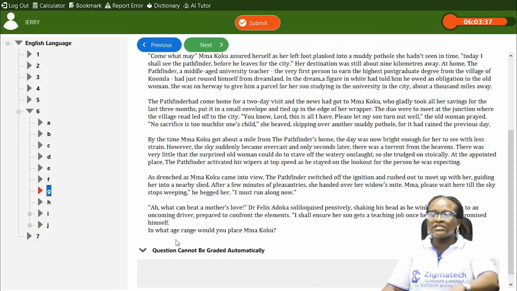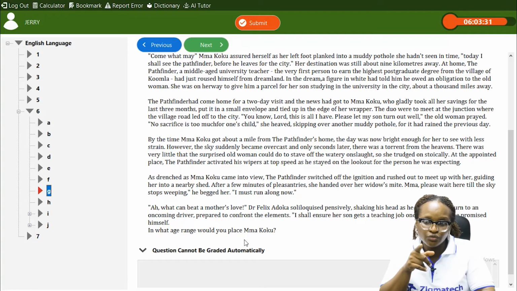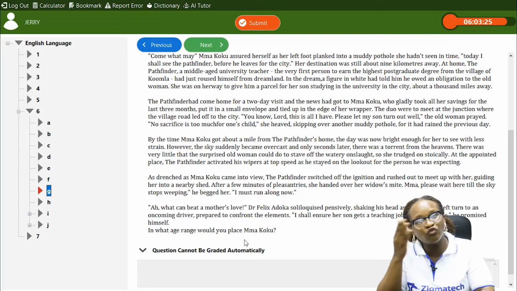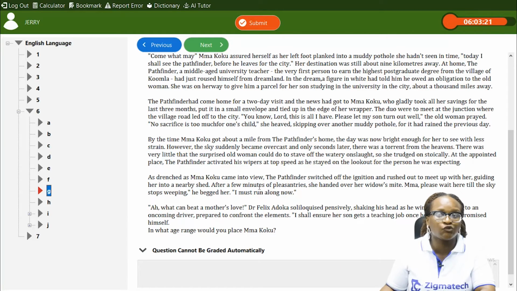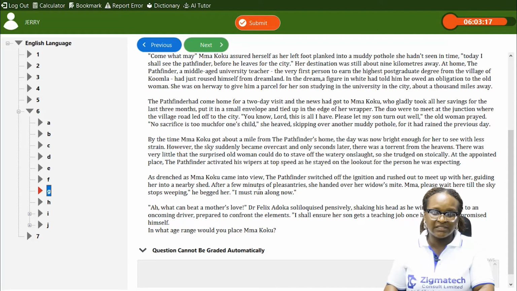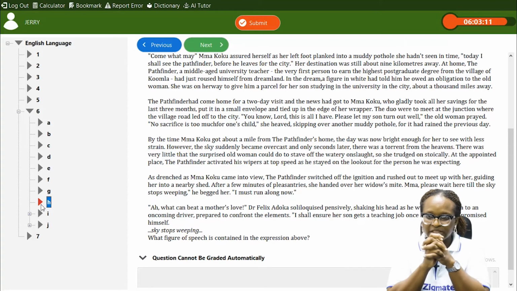And it says, in what age range would you place Mmakoko? I will place Mmakoko, would you? So Mmakoko would be placed at the age of what? She would be placed in her early 70s. It should be put that way because you can't specify if it is 71, 72, or 73. That would be making guesses. So she's in her early what? 70s. Mmakoko is in her early 70s.